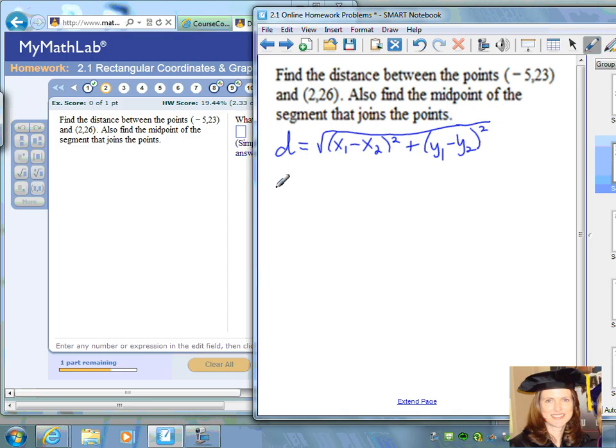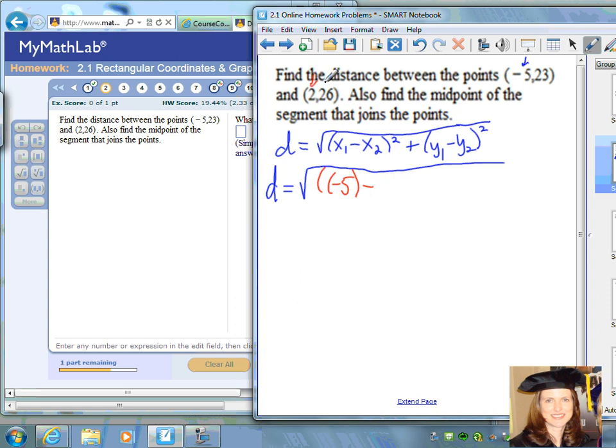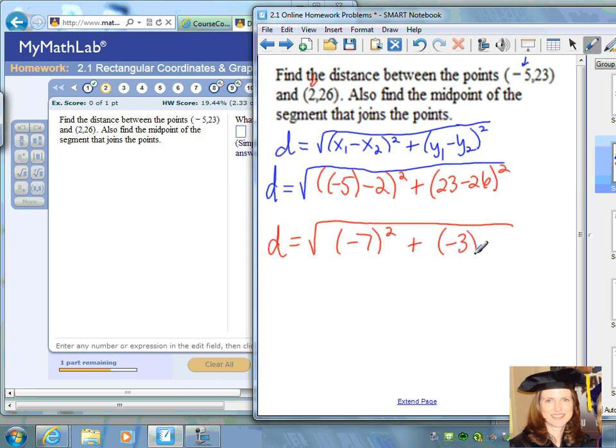I'm plugging in the numbers. I'm using x sub 1 here, that's our negative 5. Negative 5 minus x sub 2, that's going to be our 2. Close parentheses squared. And y sub 1 is 23 minus 26, that quantity squared. Do the order of operations, and what I like to do is simplify what's in the parentheses first. Negative 5 minus 2 is negative 7. And then 23 minus 26 is negative 3.